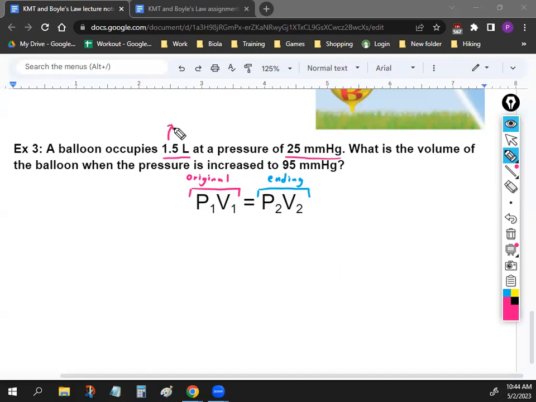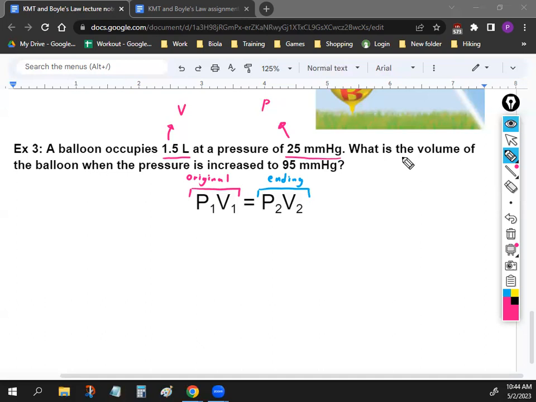Yeah, it's volume. It's size, right? So this is going to be V. And then we got 25. Okay, is 25 going to be pressure or volume? Pressure. Okay. So far, so good?